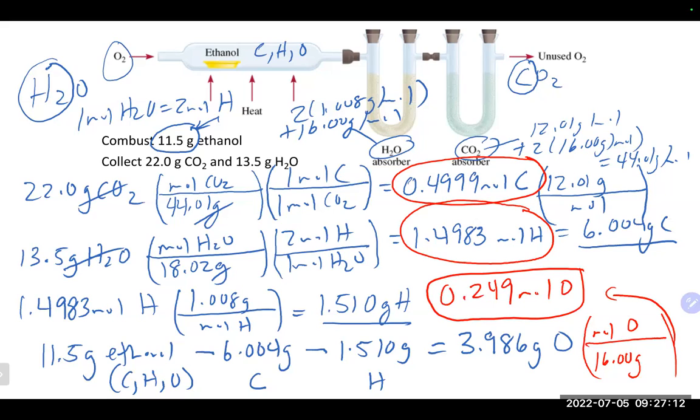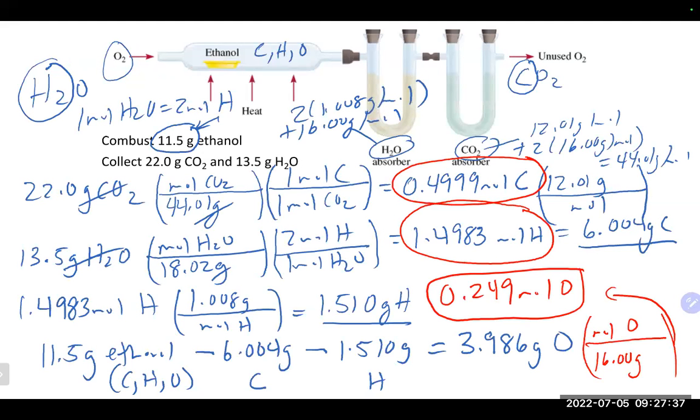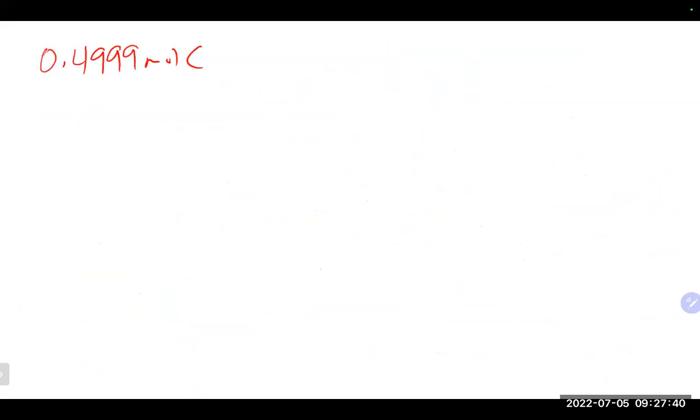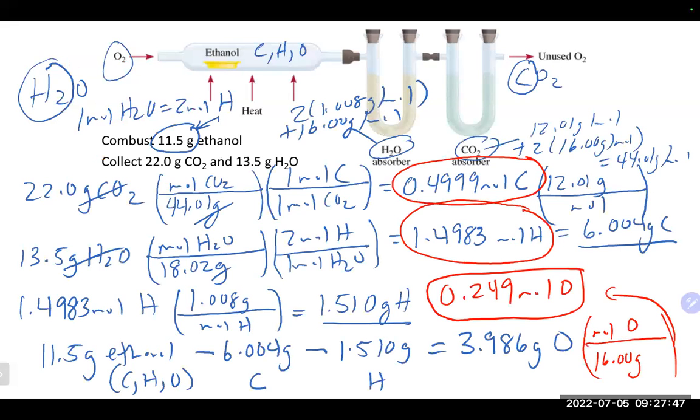So we kind of have all of our moles already. We could look at this and divide by the smallest. So I'm just going to recopy it over to the next page there. All right, so let's take a look here. So we got 0.4999 moles of carbon, 1.4983 moles of hydrogen, and 0.249 moles of oxygen.